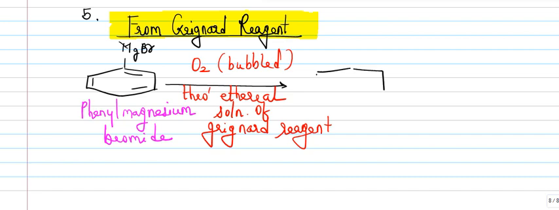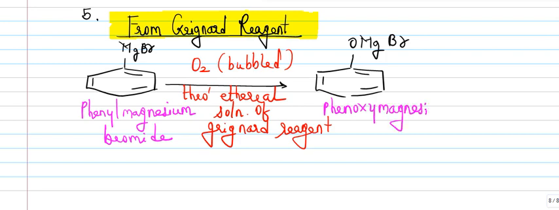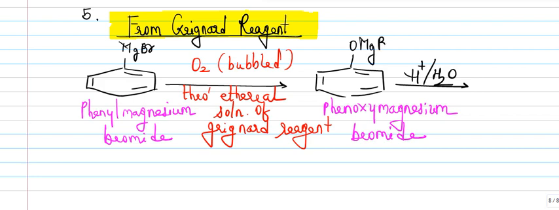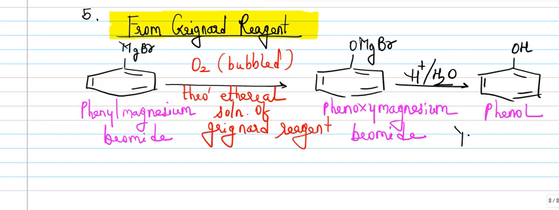This gives us an intermediate, and this intermediate is like OMgBr. We call this phenoxy magnesium bromide. This phenoxy magnesium bromide is further treated with H plus in water, and this gives us the corresponding phenol. Apart from that, we have some other byproduct, which is magnesium bromide hydroxide, so MgOH and Br. So this is one more reaction which produces phenol.